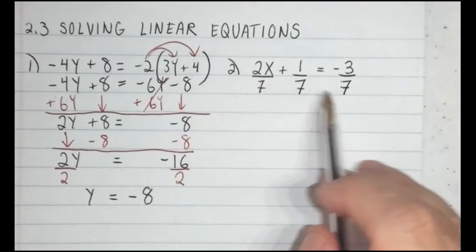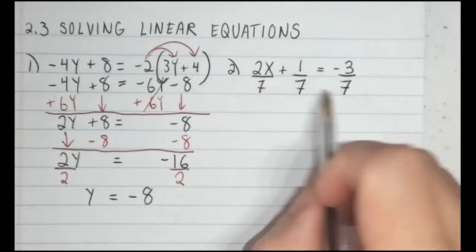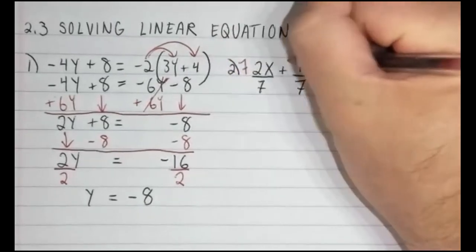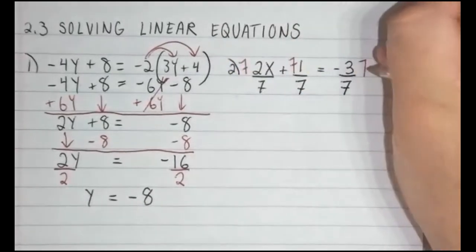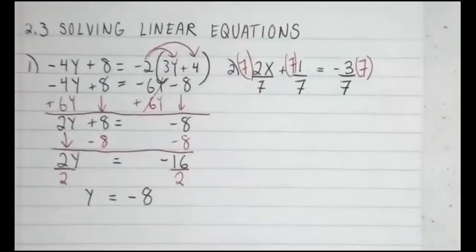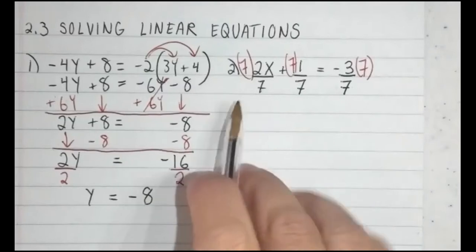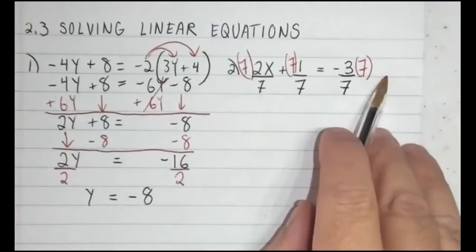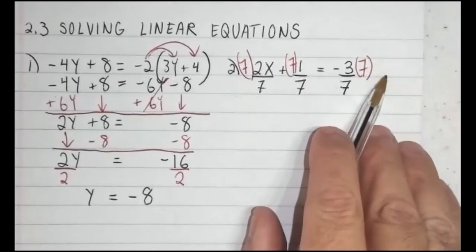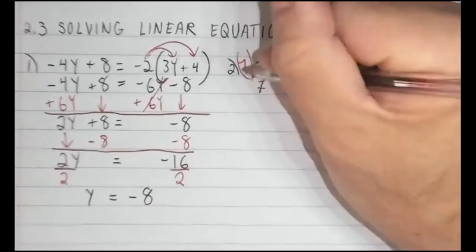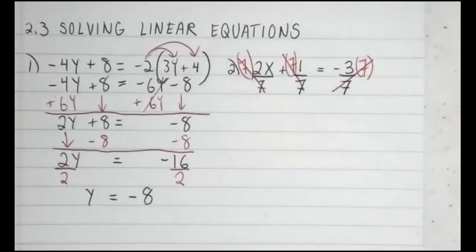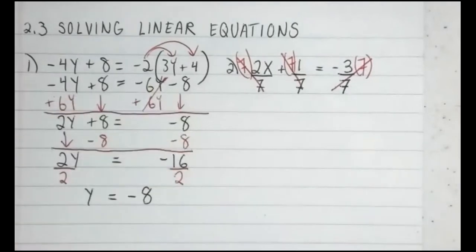The way you eliminate these fractions, in this case where it's just all 7s, is that I can multiply everything in this equation by 7. And again, everything. So if there was another variable or something out here, I'd have to multiply that by 7 as well. But when I multiply everything by 7, what does it do? It cancels out. It eliminates all those 7s in the denominators.